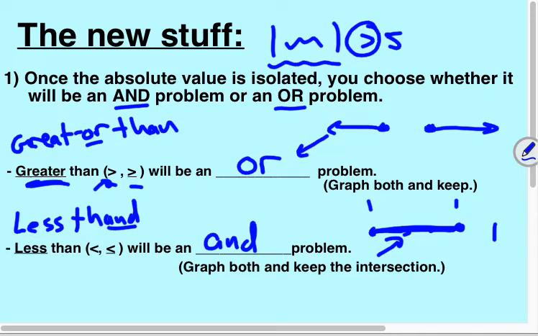With an or statement, it could be either one of these graphs. So if I have this point right here, that would make it a true statement. If I had something in between the two, then it's not part of the solution, whereas if it's part of this graph, it's also part of the solution. So that's the difference between an or and an and statement.